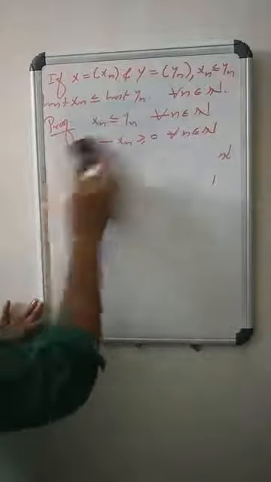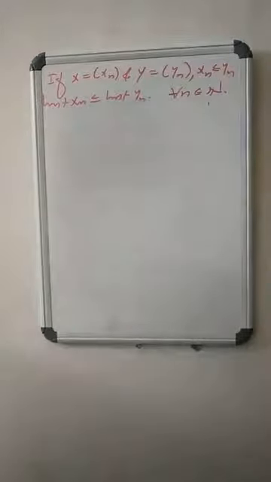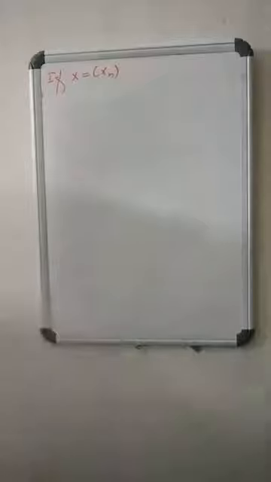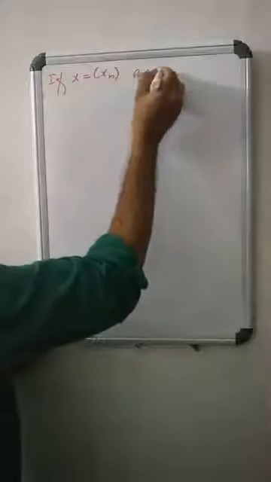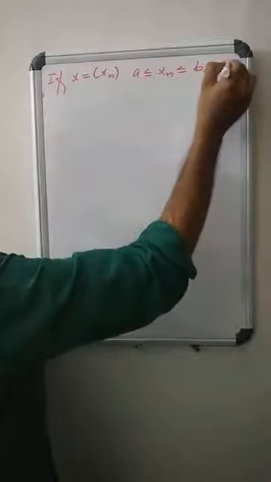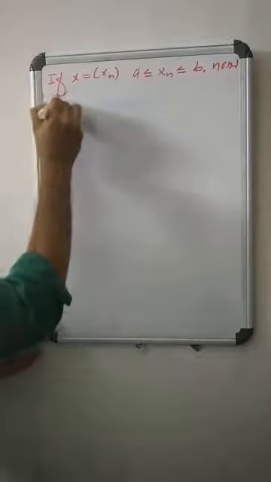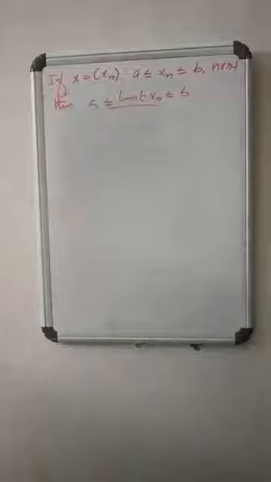So again, suppose x = (xn) is a convergent sequence of real numbers with a less than or equal to xn less than or equal to b, where n in N. Then a is less than or equal to limit xn, which is less than or equal to b. If a is less than or equal to xn less than or equal to b, then a is less than or equal to limit xn less than or equal to b.